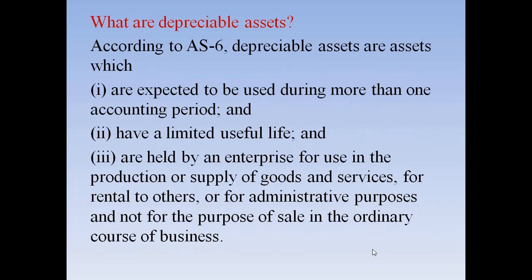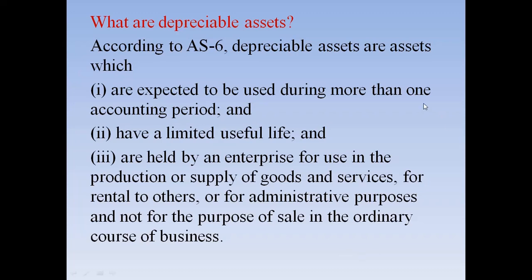Now let us see what are depreciable assets. So now depreciable assets, again, according to AS6, are those assets which are expected to be used during more than one accounting period. Obviously, when you purchase a mobile phone, you will not use it for only 1 year. When you buy a TV, you will not use it for one particular year. Obviously, you are going to use it for more than 1 year, isn't it?